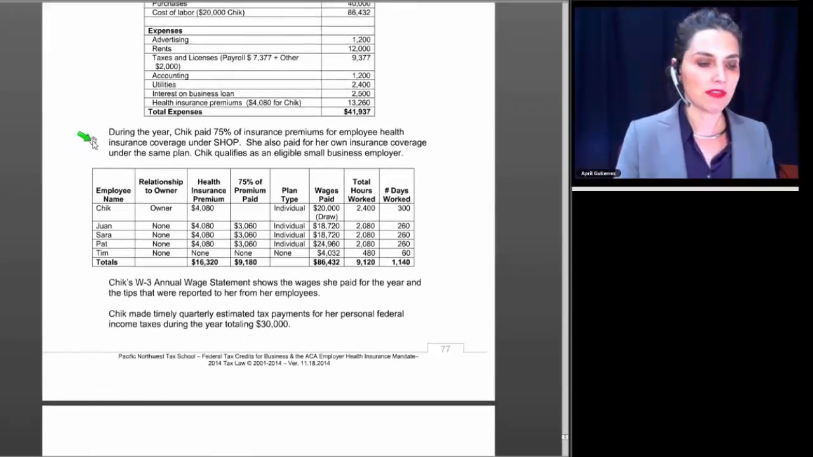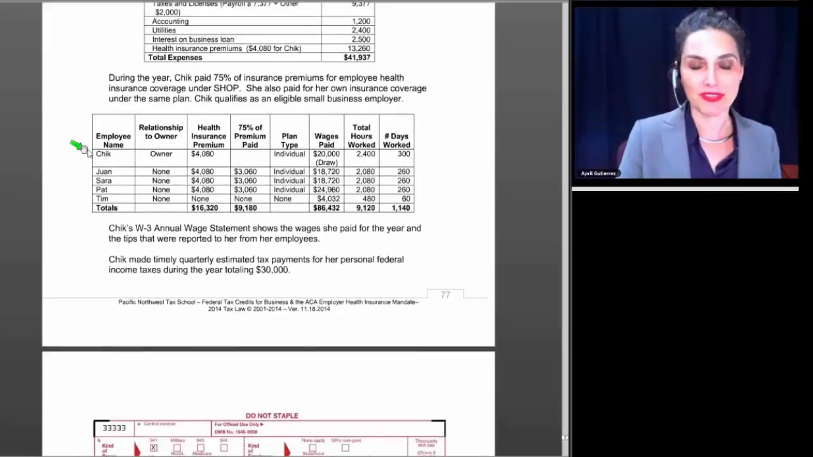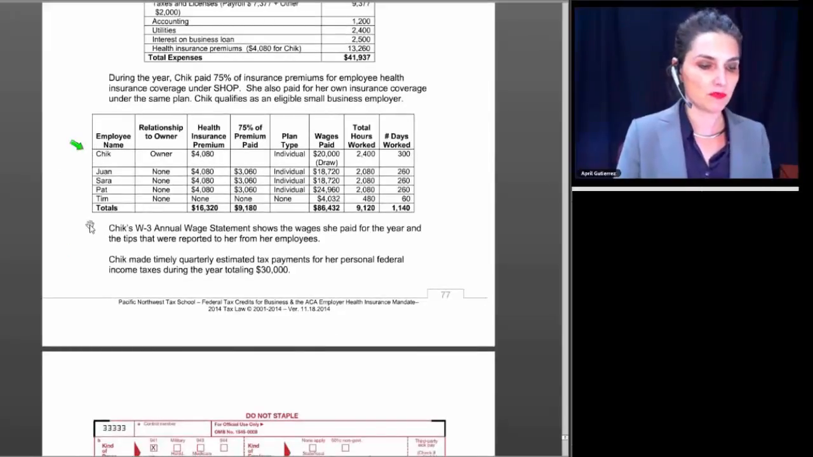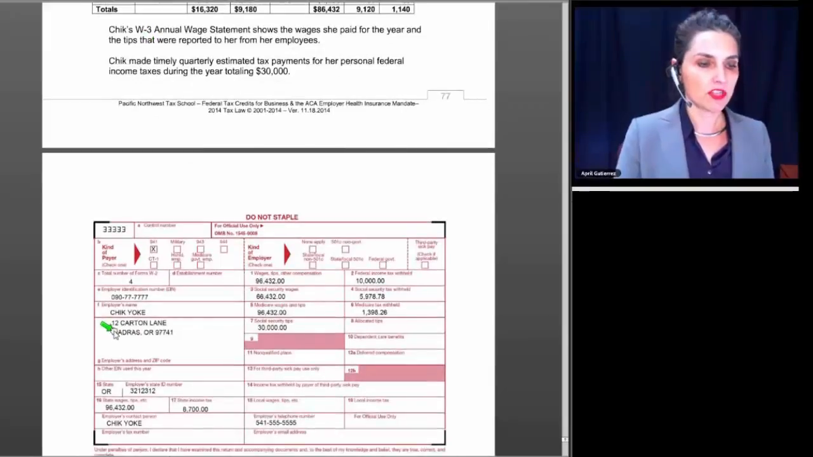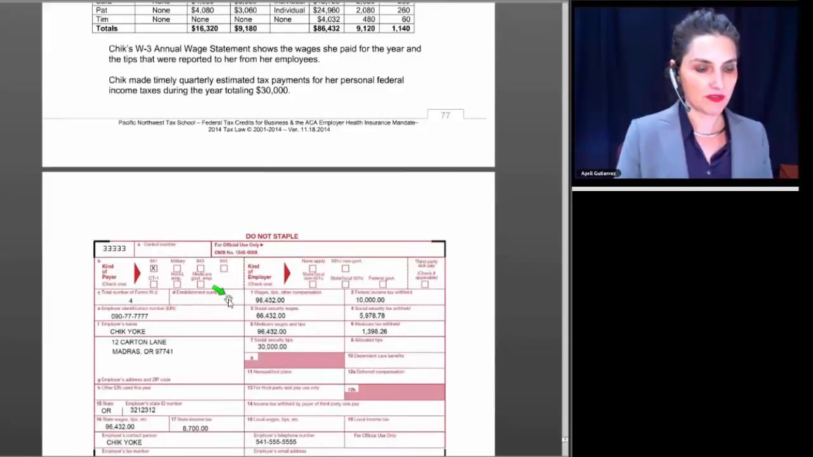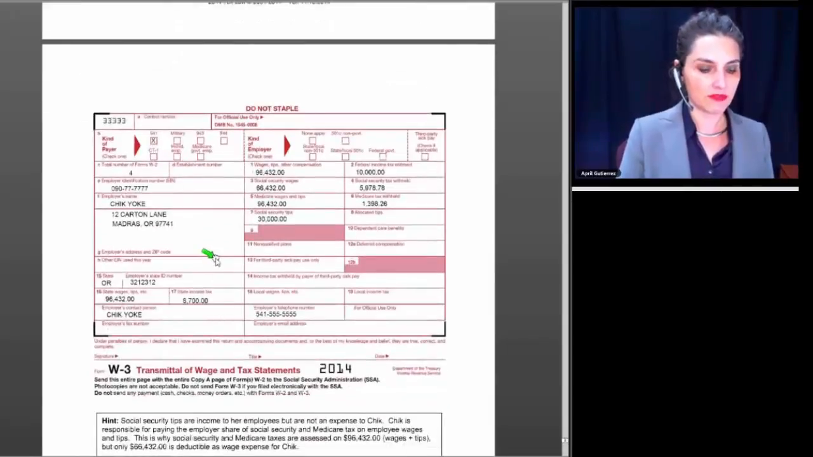Now, during the year, Chick paid 75% of insurance premiums for employee health insurance coverage under SHOP. She also paid her own health insurance coverage under that same plan. Chick qualifies as an eligible small business employer, and we've gone through the trouble of doing a table for you to see who all of her employees were and the amount of health insurance premiums that she paid for those employees. We've also included her W-3 showing the average annual wages that were paid for the year, the wages that were paid for the year. And Chick made timely estimated tax payments for herself during the year totaling $30,000. So here is her W-3.